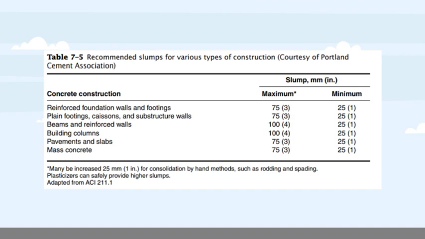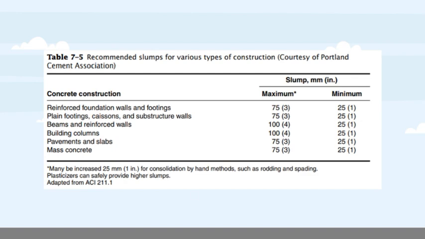For building columns, the maximum slump is also 100 millimeters and the minimum is 25 millimeters. And for pavements and slabs, the maximum slump is 75 mm and the minimum slump is 25 mm. Lastly, for mass concrete, the maximum is 75 mm and the minimum is 25 mm.